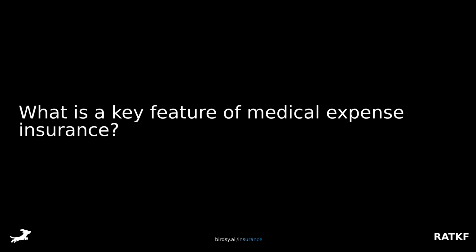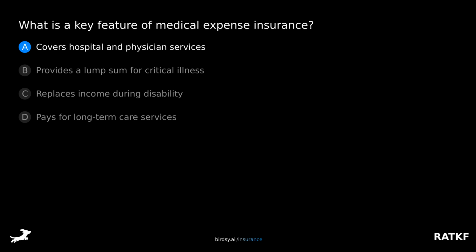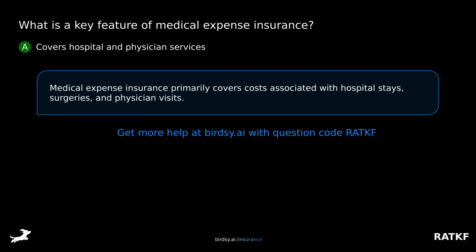What is a key feature of medical expense insurance? Is it A, covers hospital and physician services, B, provides a lump sum for critical illness, C, replaces income during disability, or D, pays for long-term care services? The answer is A, covers hospital and physician services. Medical expense insurance primarily covers costs associated with hospital stays, surgeries, and physician visits.